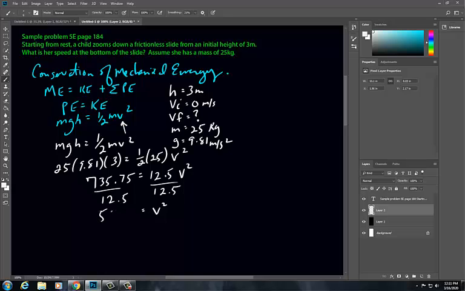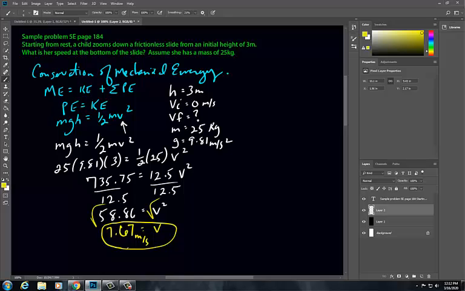This would be 58.86. 58.86, but that is v squared. So then we would have to, and let me just dramatically change my color because you guys always like that, square root both sides, and then our final velocity would wind up being 7.67 meters per second, and that would be her final speed at the bottom of that sliding board.